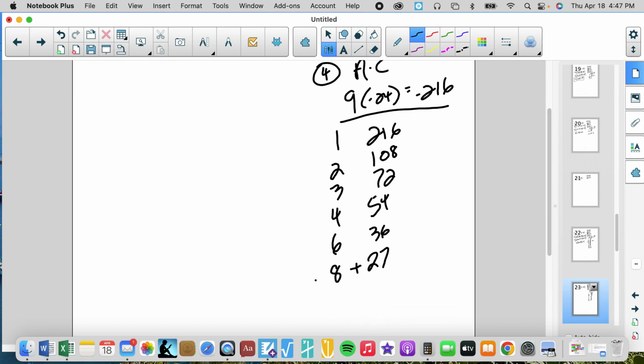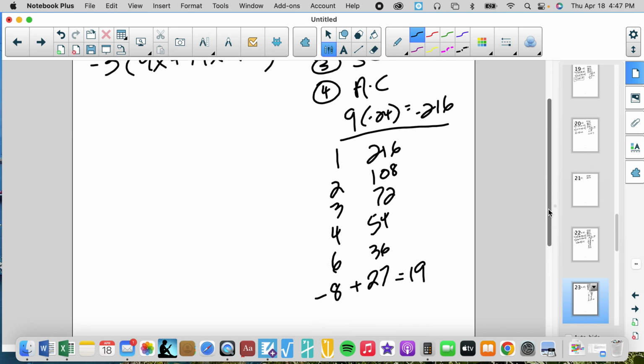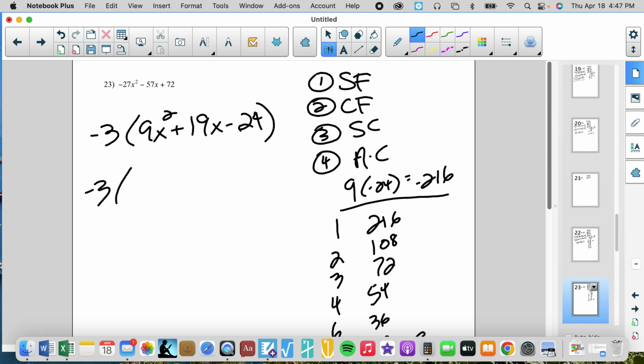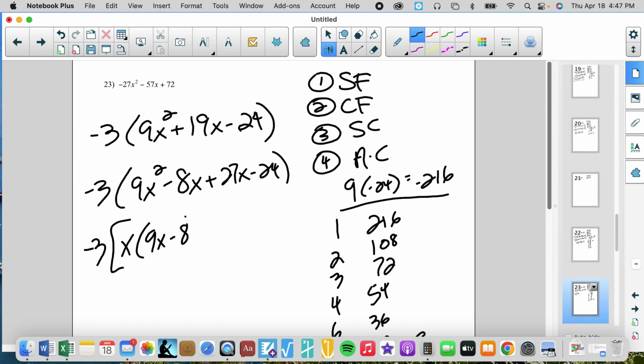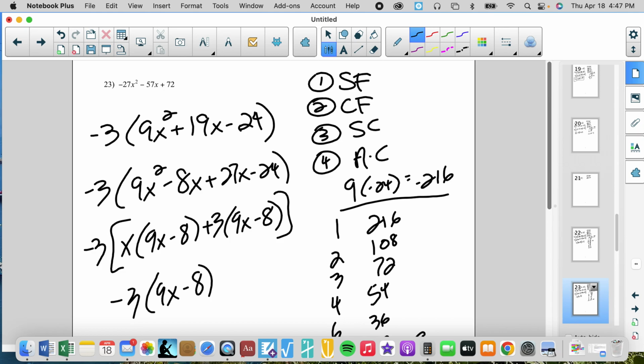Bigger's positive. 19. Positive 19. So we got negative 8 and 27. We're going to factor out an x, which gives us 9x minus 8. We're going to factor out positive 3, which gives us 9x minus 8. Negative 3 times the quantity 9x minus 8 times the quantity x plus 3.